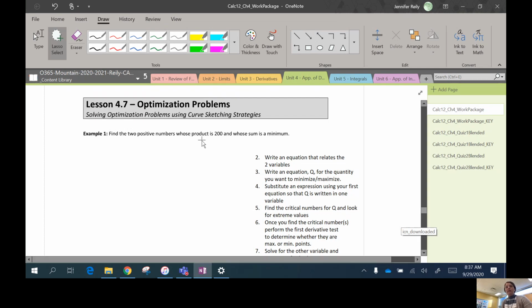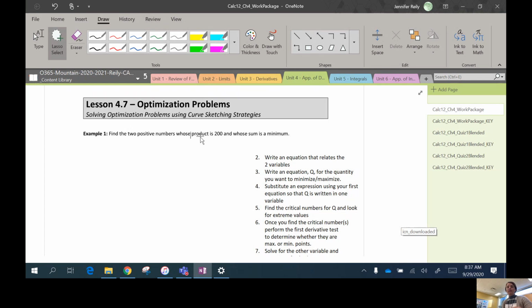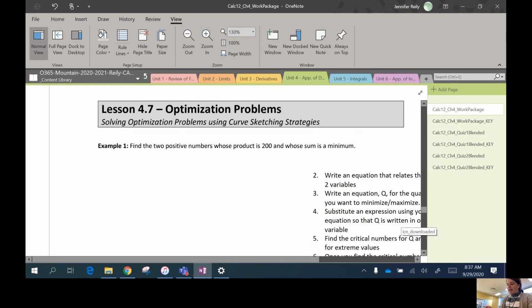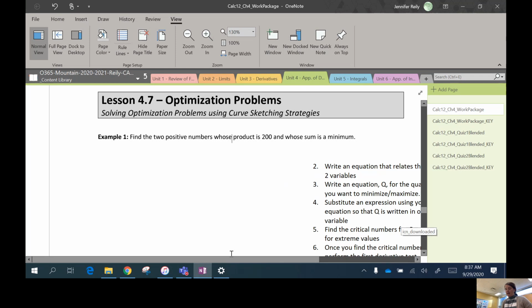So far in this unit we've been using the first and second derivatives to find information about curves. So for example, finding minimum and maximum points, finding inflection points and concavity. In this lesson, we're going to use the first derivative test that we learned back in 4.3 to find minimum and maximum points, but there's going to be an application attached. So we call these problems optimization problems. They're solving certain problems where you want to find a maximum or minimum. But like I said, there's some application.